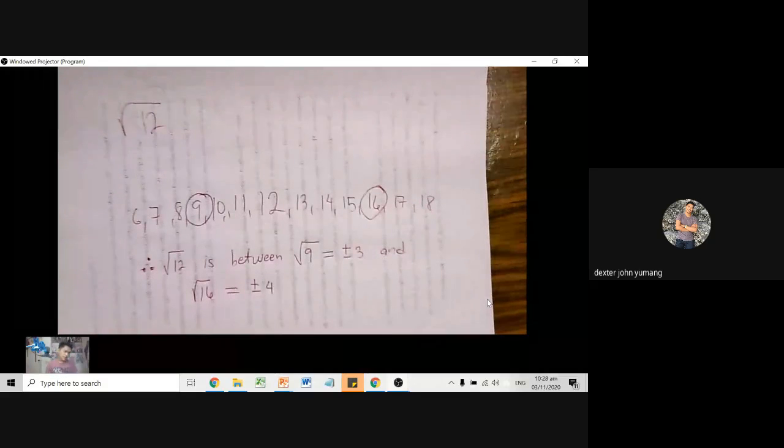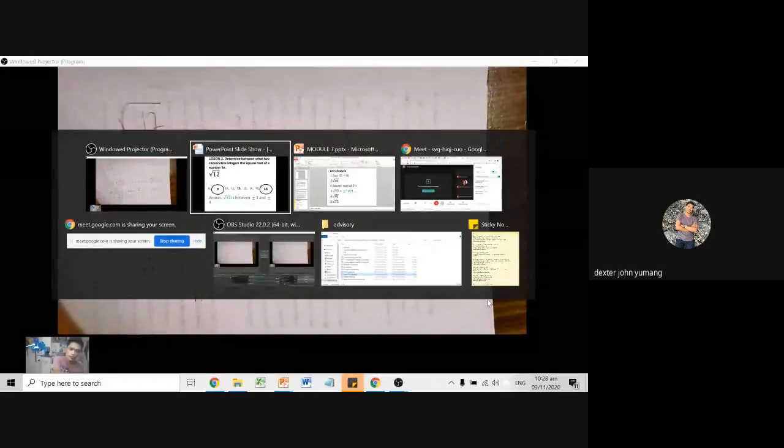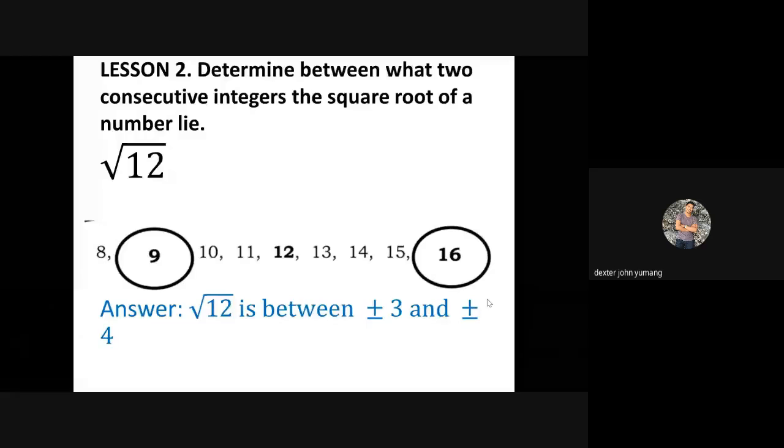Okay, clear? Okay, let's have another example. So, we have square root of 18.